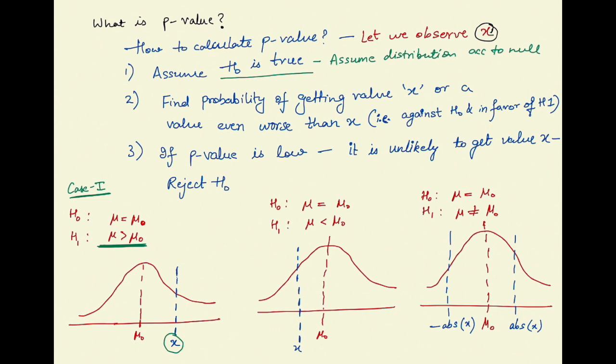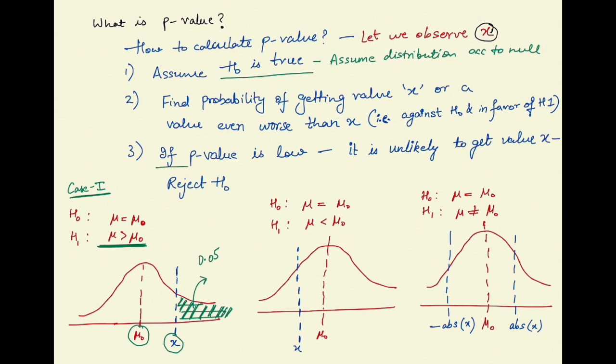So to calculate the probability of getting value x or a value worse than x that is in favor of H1, we will find the probability of getting the value x or a value larger than x, which is this area. We'll calculate the probability of getting a value within this region, given that we have already assumed the null hypothesis is true. Let's say that this area comes out to be 0.05. Then we decide whether we should reject the null hypothesis or we can't reject it. We can't accept the null hypothesis based on p-values, but we can decide whether we can reject or not reject the null hypothesis. So now the third point comes.